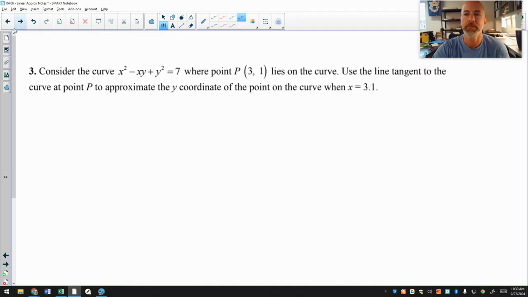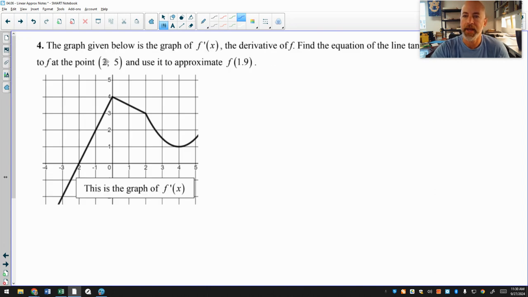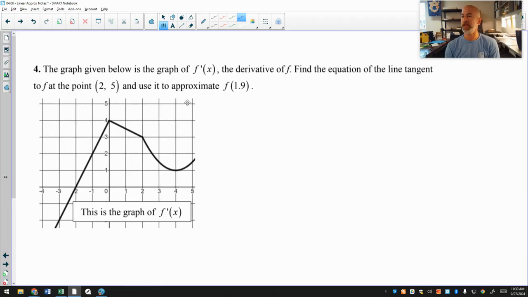That will take some time. I may work this one out and put it on the video at the end just to show you the answer for those of you who want to give that one a shot. And I want to jump to number 4. So we have a graph of f prime. I want the equation of the line tangent to f at the point (2, 5). I am provided the point. I need the slope.